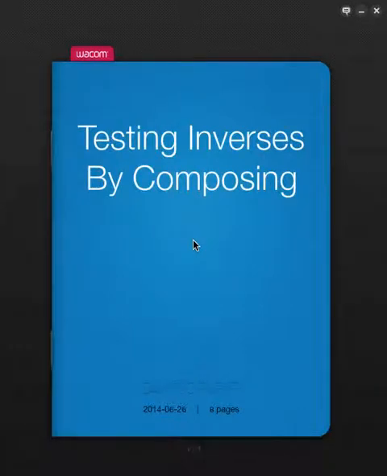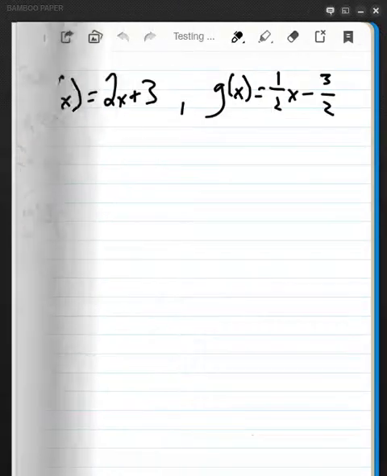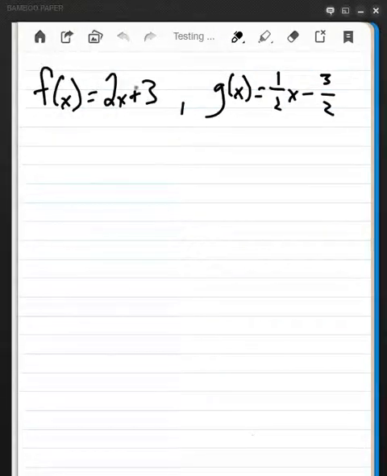Today we are going to learn how to test to see if two functions are inverses of each other by composing them. Why? Well, that's the definition of two functions that are inverses of each other. They are two functions that when you compose them both ways, you end up getting x. So that's what we're going to do with these functions. We're going to compose them both ways and see if they equal x in order to determine if they are inverses of each other. First pair are two linear equations, 2x plus 3 and 1/2 x minus 3/2.